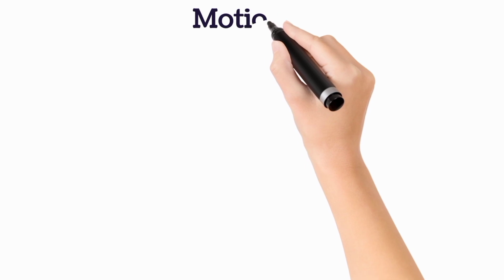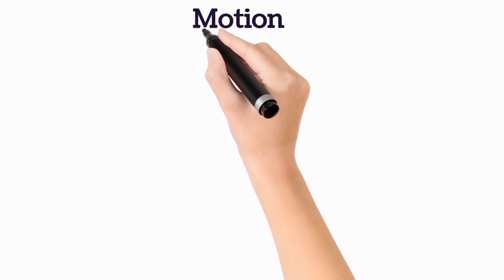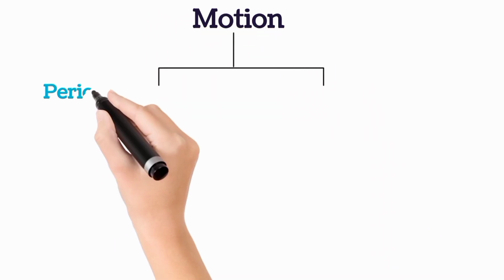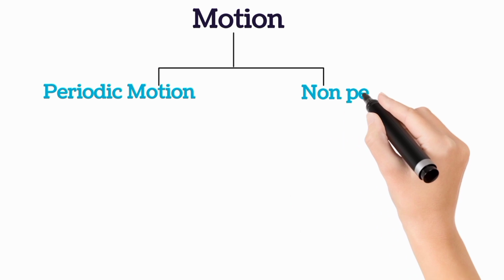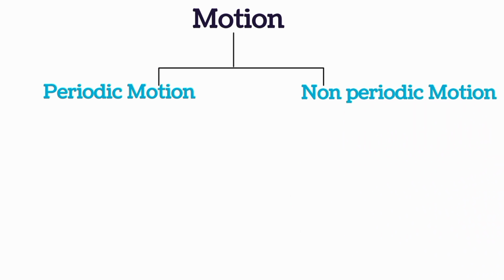Well, motion is a very broad term and it has many types, but today I am about to discuss two main types of motion: periodic motion and non-periodic motion. Now firstly, periodic motion. Periodic motions are the type of motion in which a body repeats that motion again and again, like the motion of a simple pendulum. A simple pendulum moves back and forth and continuously repeats this motion.